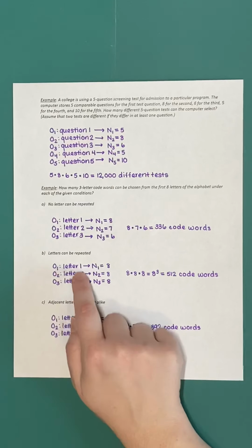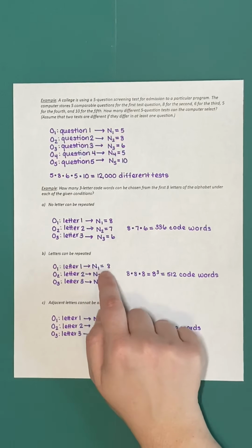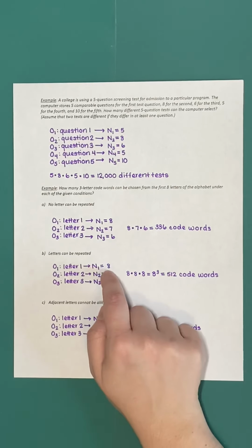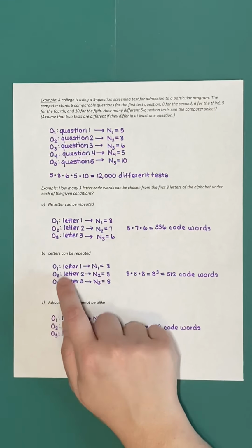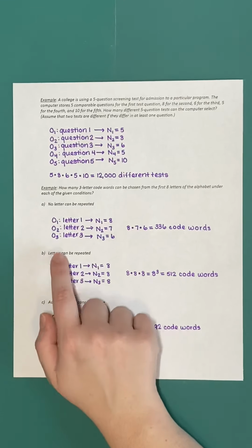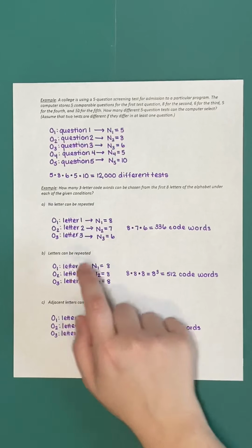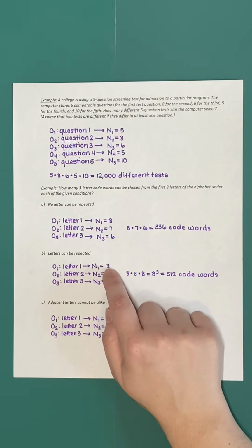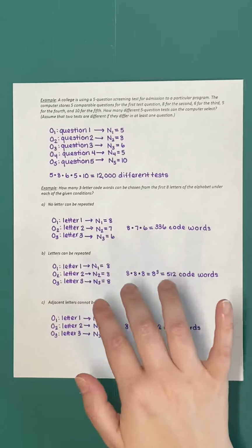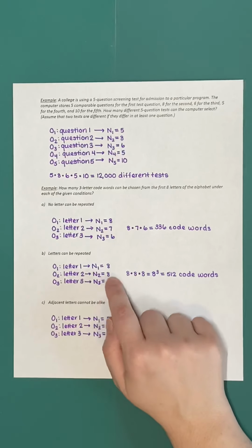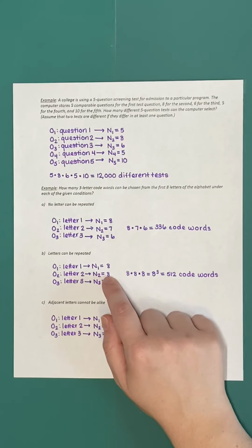So operation 1 is choose letter 1. We have 8 letters to choose from, so 8 ways to do that step. Operation 2, choosing our second letter. Letters can be repeated, which means whatever letter we chose for letter 1 has now been thrown back into the pool, and we can use it again. So we still have 8 options for letter 2. We didn't decrease the number of options because we can repeat letters if we want to.